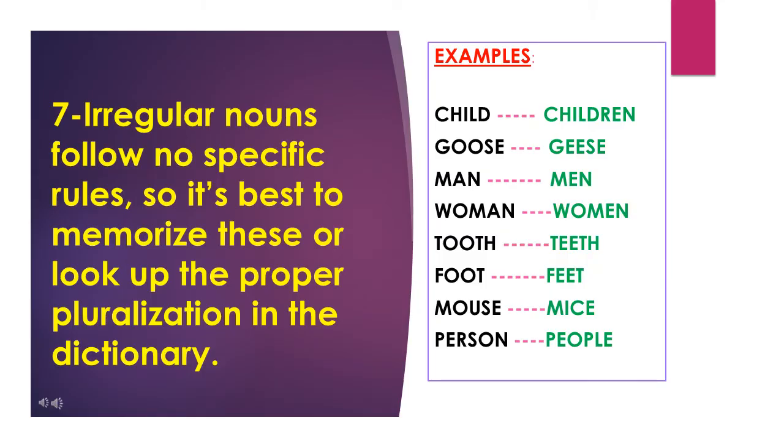And here is the last rule. It's irregular nouns, which are exceptions that are memorized. Irregular nouns follow no specific rule, so it's best to memorize these or look up the proper pluralization in the dictionary. Example, one child, children. One goose, geese. Man, men. Woman, women. Tooth, teeth. One foot, two feet.